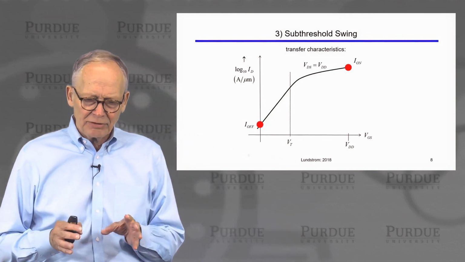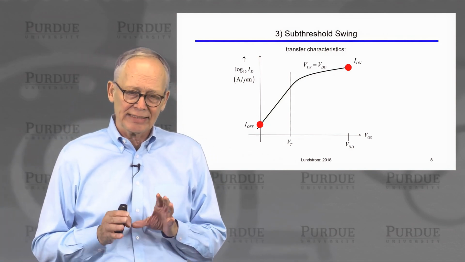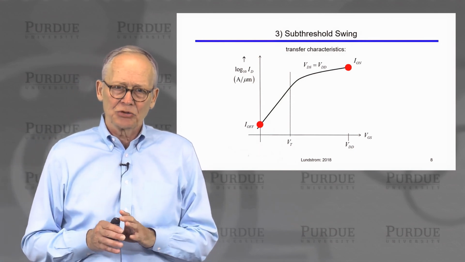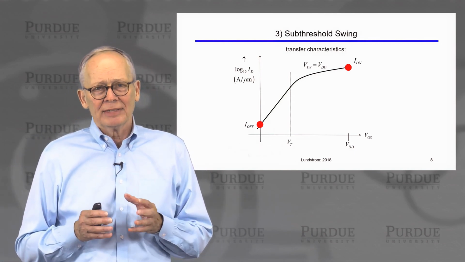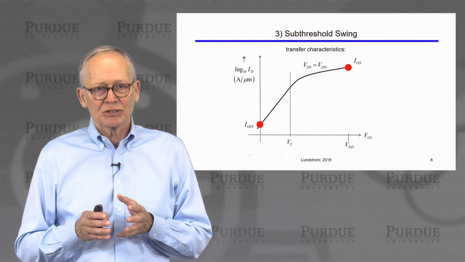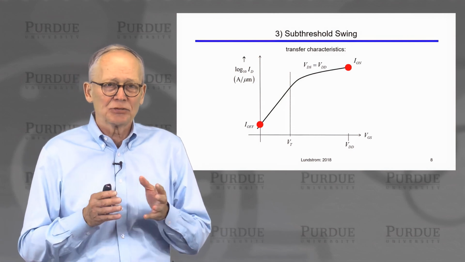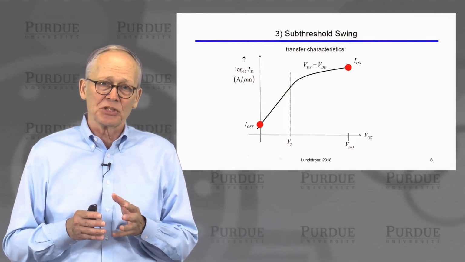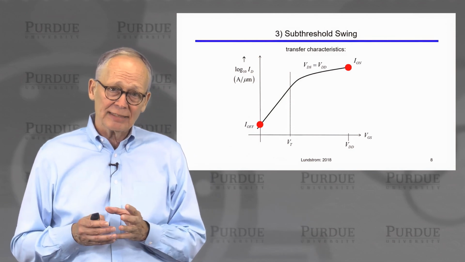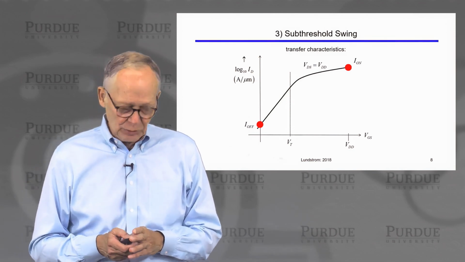Now, there's another important device metric that we haven't yet talked about, and I want to introduce here. This is called the sub-threshold swing. It's important that a transistor switch from off to on as quickly as possible and over as small a voltage range as possible. That's what would be desirable. The way that we measure that is with a parameter called subthreshold swing.